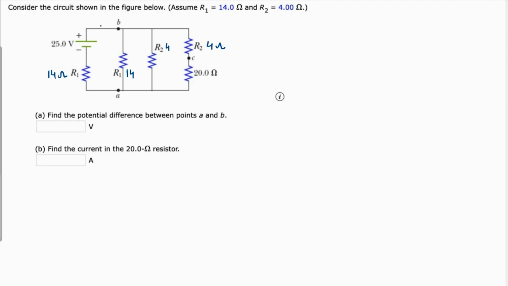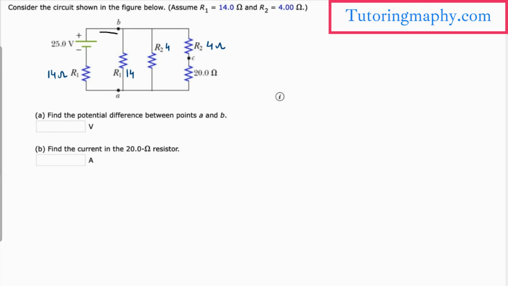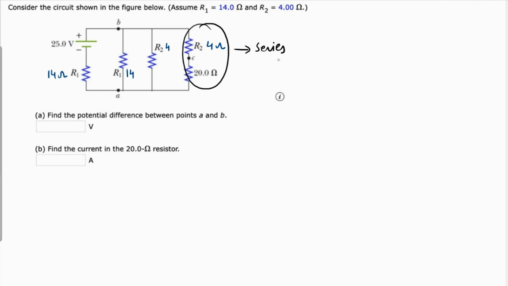Because if we get the current in this branch, we can easily travel from A to B and get the potential difference between them, right? So for the equivalent resistance, these two are in series. So their equivalent will be 4 plus 20, which is 24 ohms.